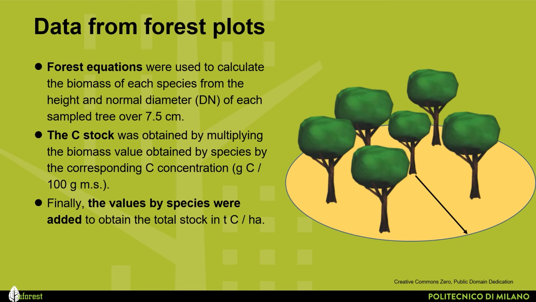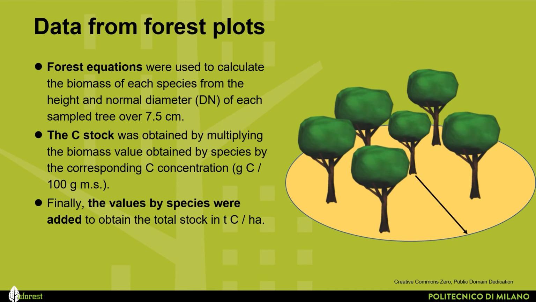Terrain estimates of forest biomass and carbon stocks were obtained from a forest survey with 41 plots distributed across the Barcelona region and geographically located with a GPS. The species were recorded, and height and normal diameter of all trees over 7 centimeters in diameter were sampled.